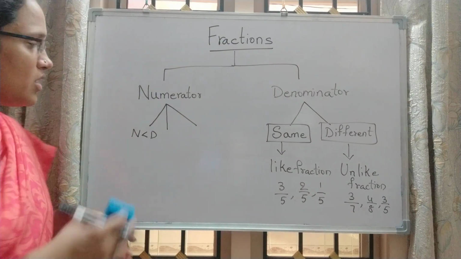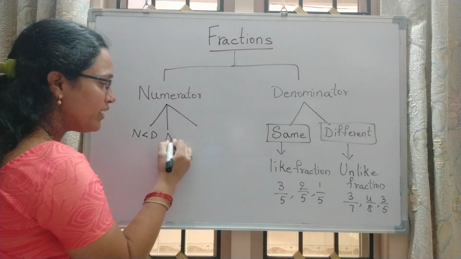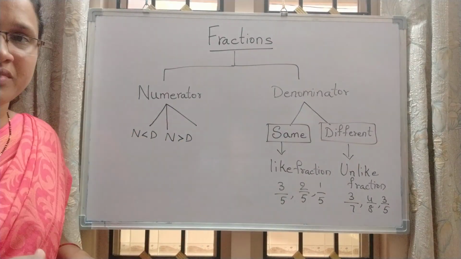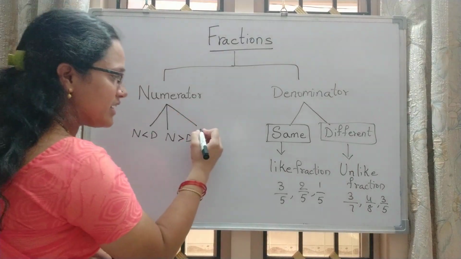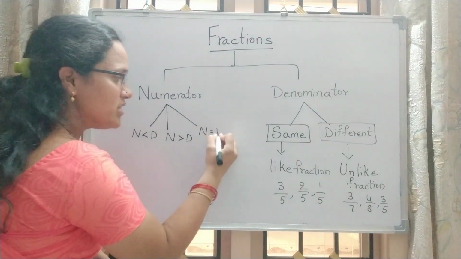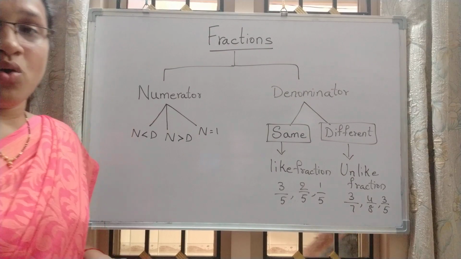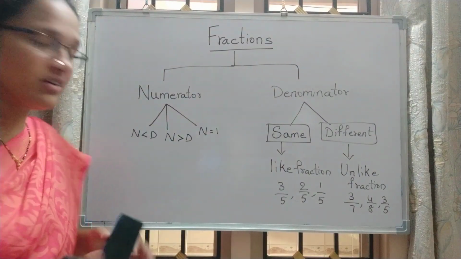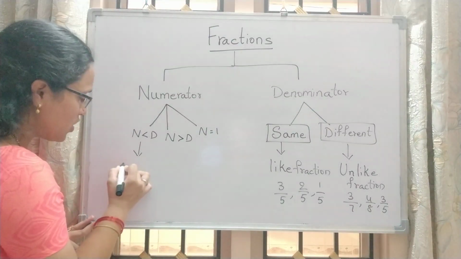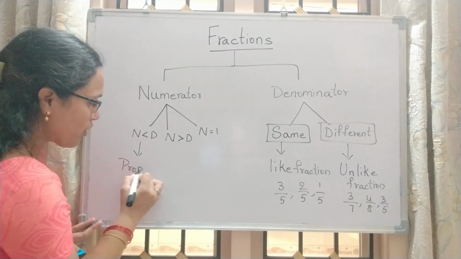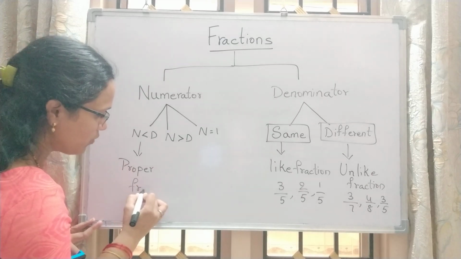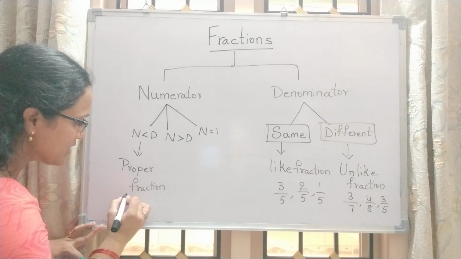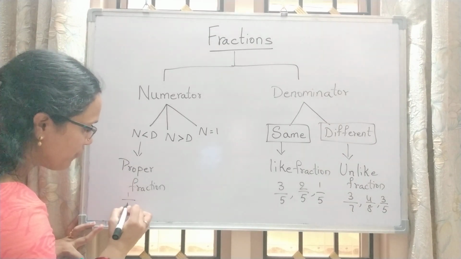This is the first case. The next case is numerator greater than denominator. And the third case is numerator equals 1. There are three cases for the numerator. So numerator less than denominator: these types of fractions we call proper fractions. What do we call them, children? Proper fractions. If you observe the examples, 1 by 5.